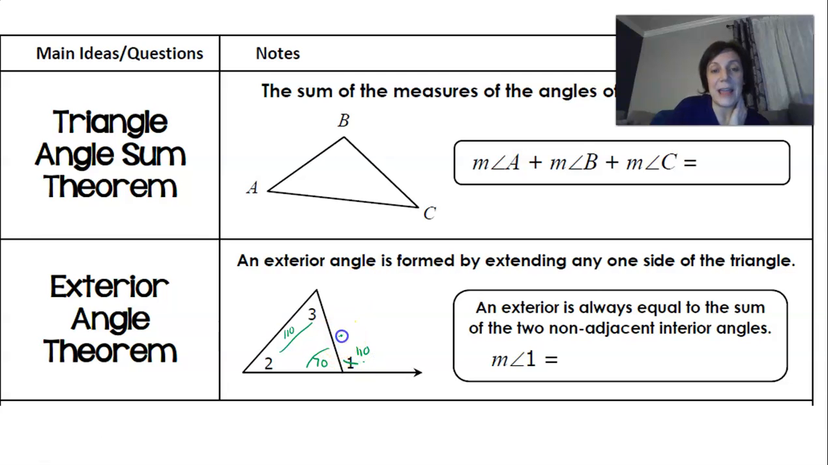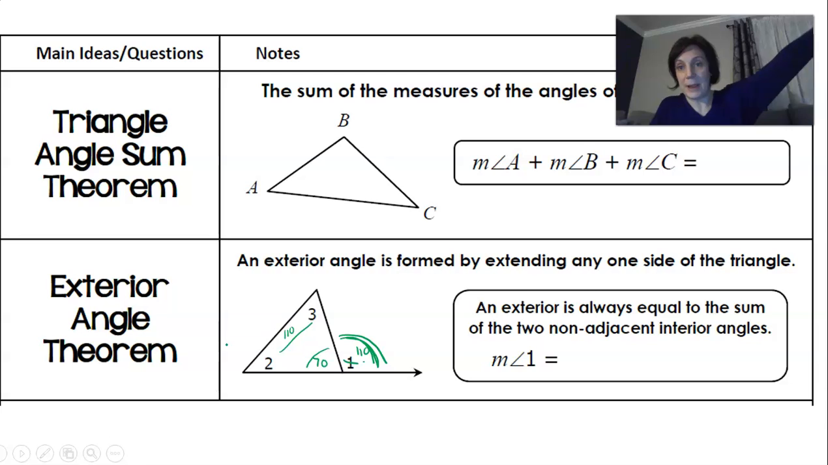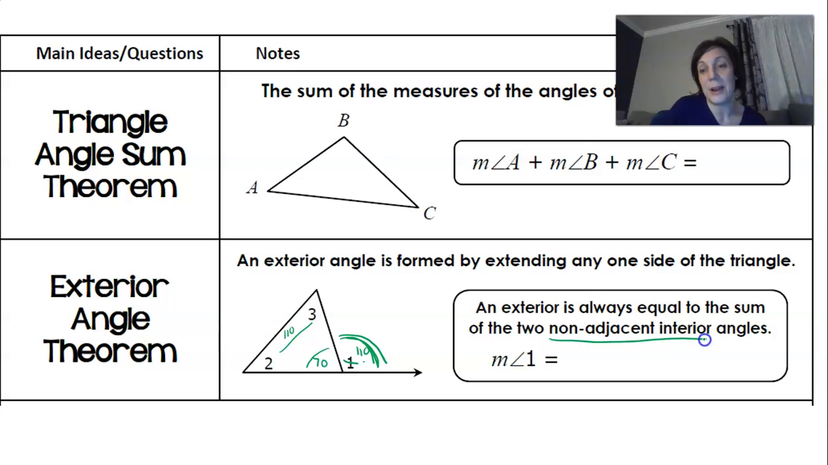So we call this the exterior angle theorem, and it says that if you have an exterior angle, it is always, always, always going to be the same as the sum of the other two angles. Not the one it's right next to, but the ones that are on the other side of the triangle from it. Right? Over here they call them non-adjacent interior angles, which is really fancy for the ones that are over there, not the ones that it's right next to.